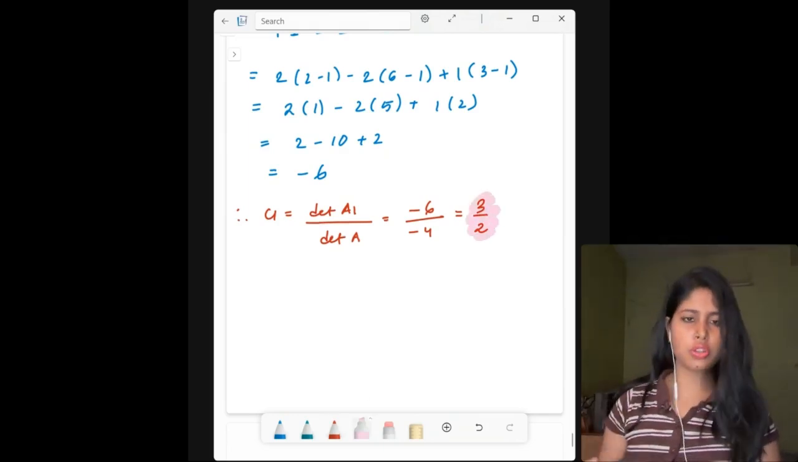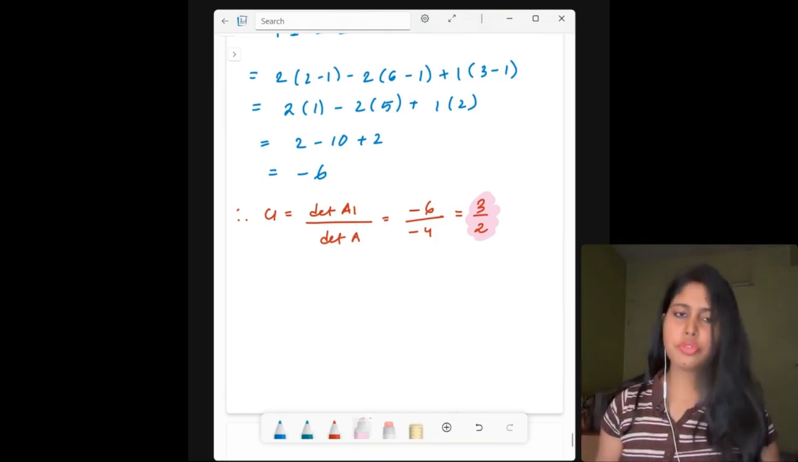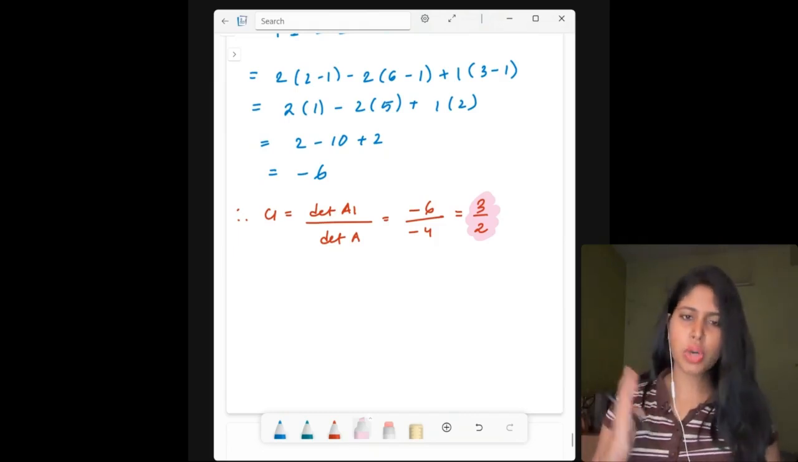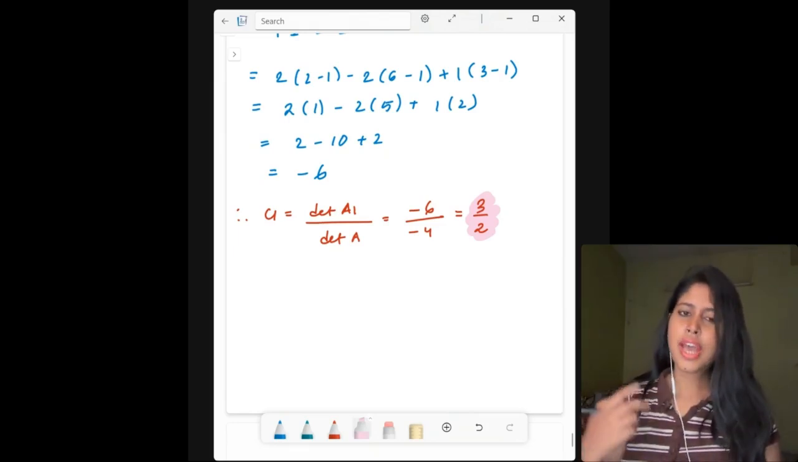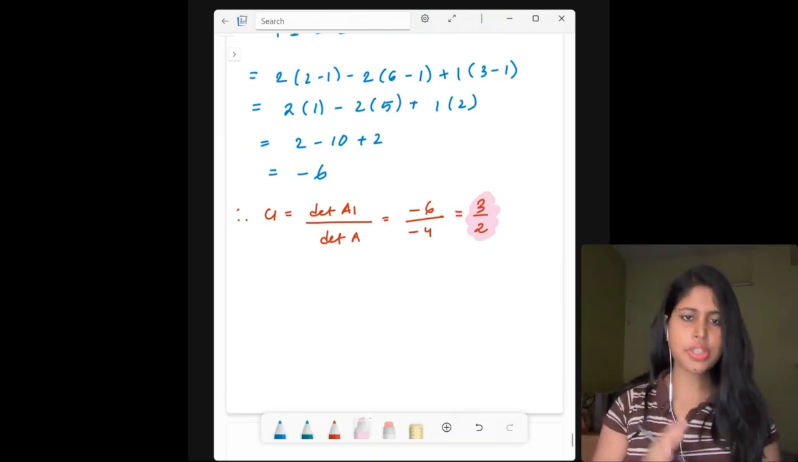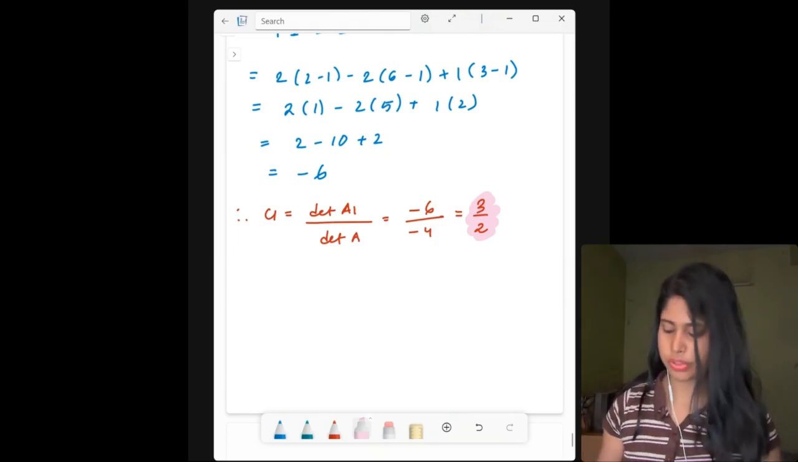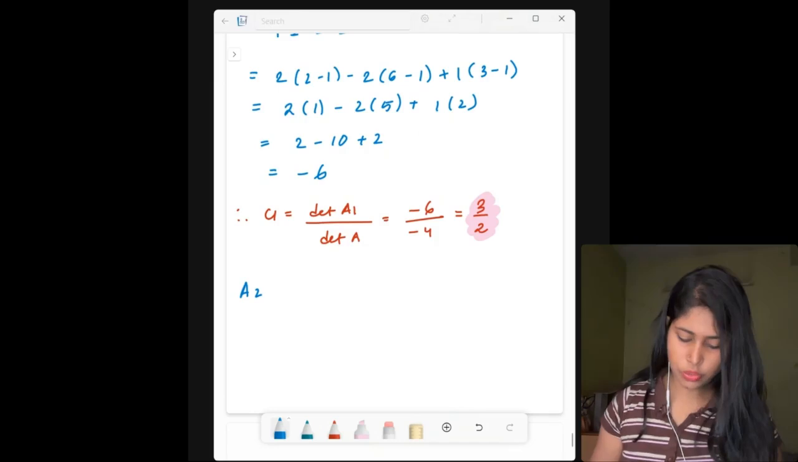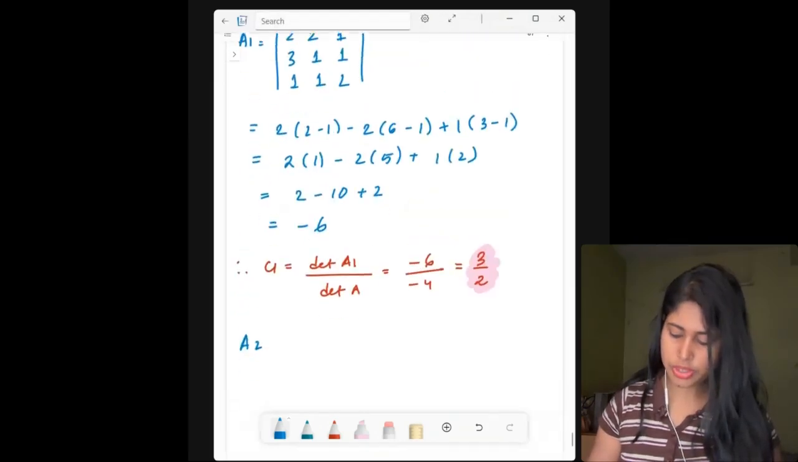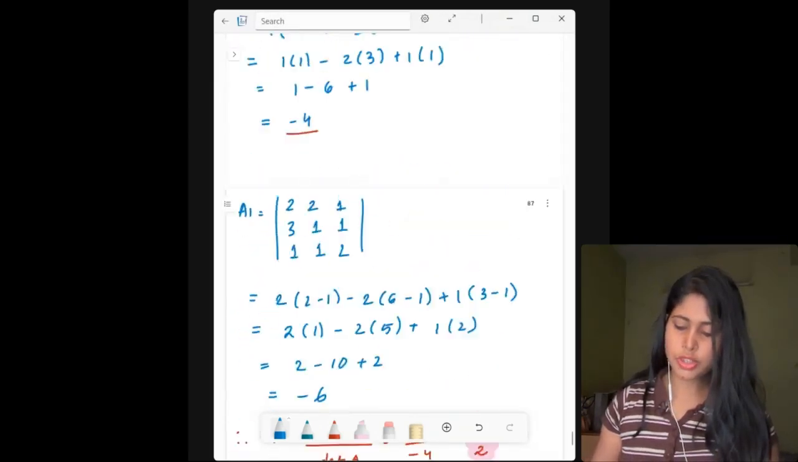The next unknown value is C2. So for that we will need the A2 matrix. And what is the A2 matrix? We will replace the second column with the constant matrix, and the other two columns, that is the first and the third, will remain the same as the original coefficient matrix. So let me put A2. A2 equals what? Okay, what is the first column? It is (1, 2, 1), right?